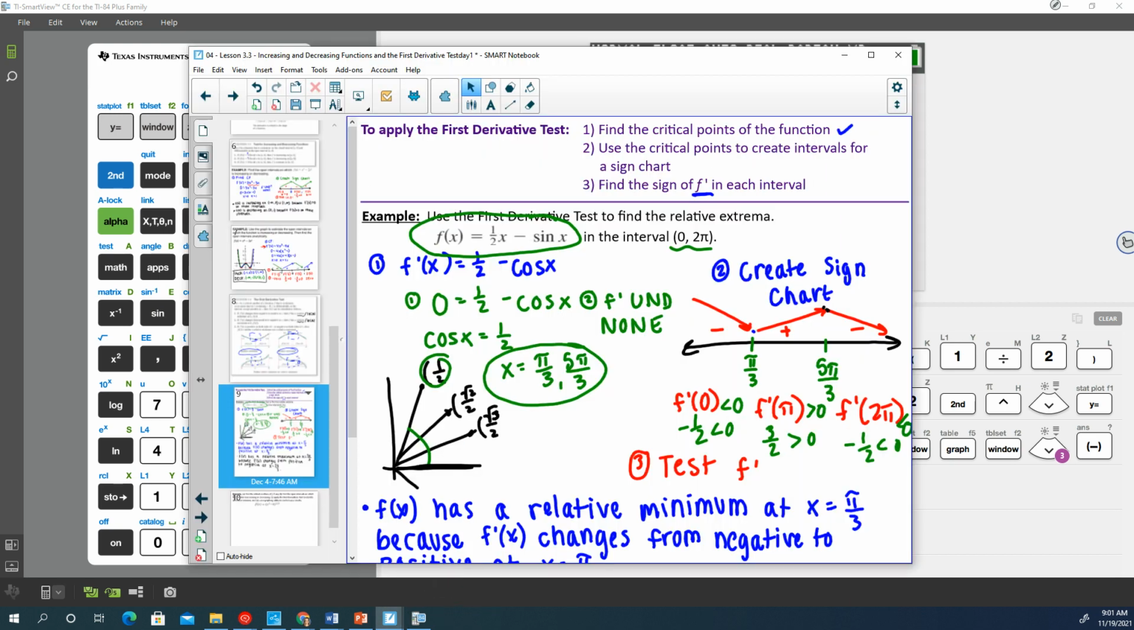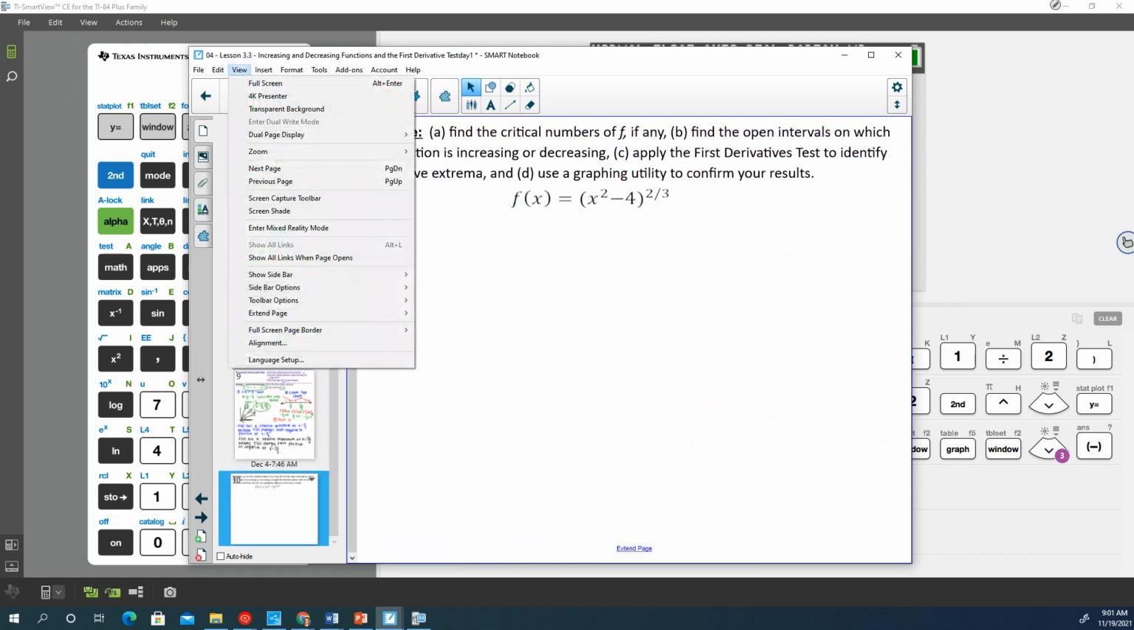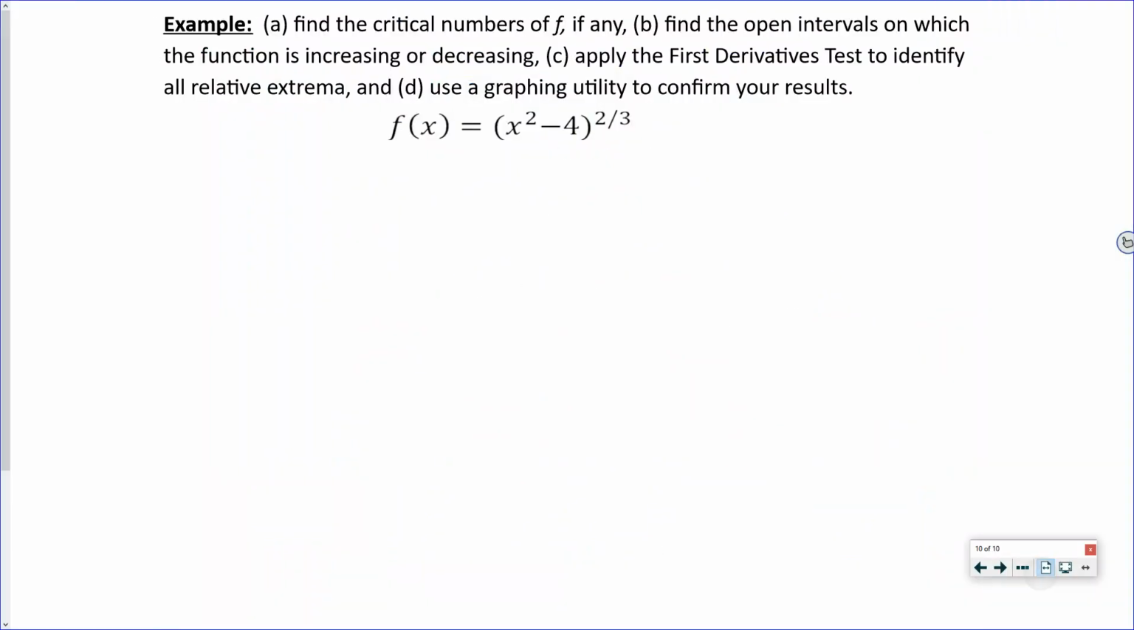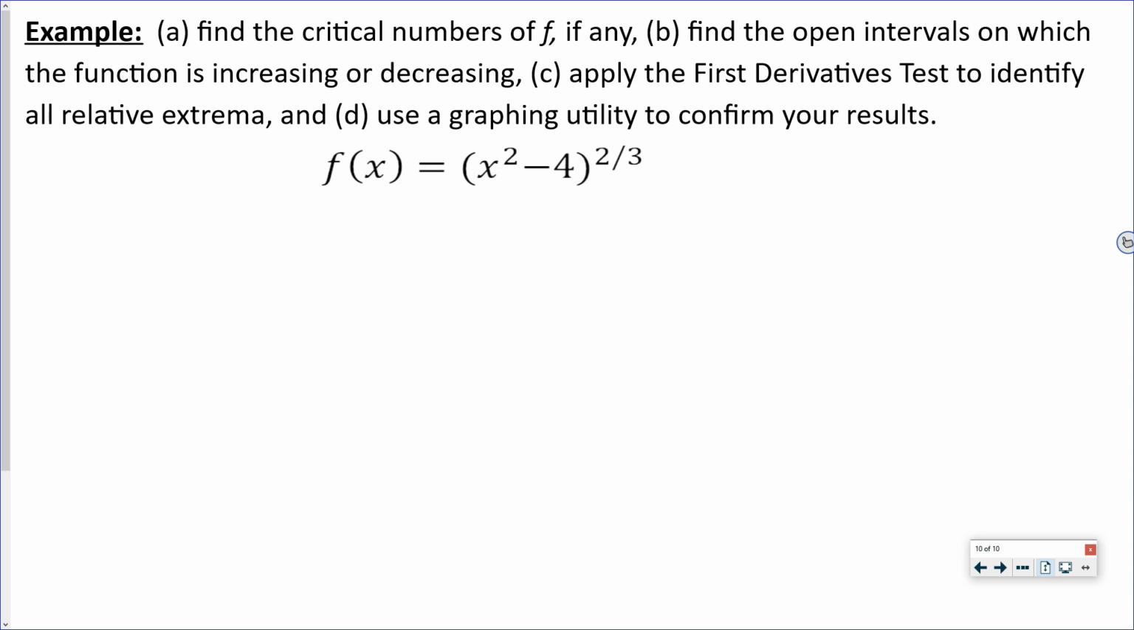I like this next problem because it puts it all together. I think these are similar to the ones on your homework where you're going to have to do the first derivative test, and we're going to use it to talk about basically everything we've done in this lesson. So find the critical numbers or critical points, figure out where it's increasing, decreasing, and then also identify any relative extrema, and then we'll use a graphing calculator to confirm our results, basically like we just did. Oh yeah, so many good steps here.